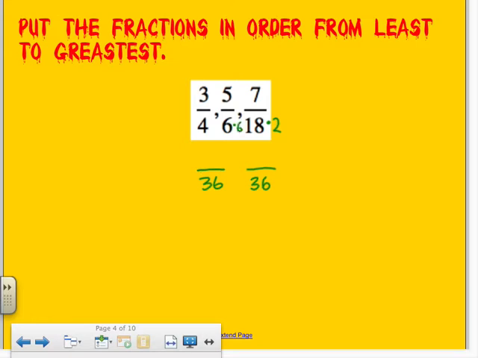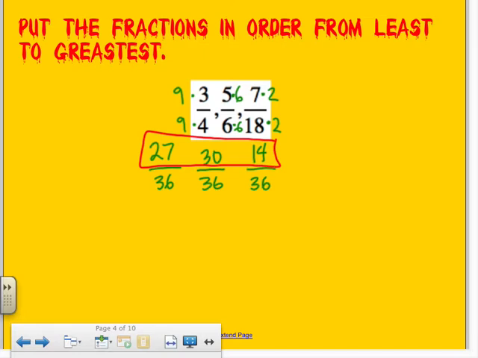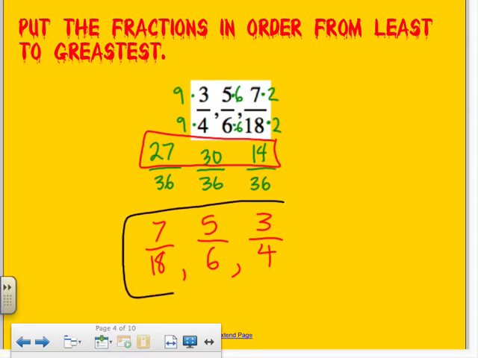6 times 6 is 36, and 4 times 9 is also 36. So then I need to multiply the numerators by the same thing. So this would be times 2, just like the 18, times 6, and times 9. So here are all my equivalent fractions to the one above them. And they all have a common denominator, so now I can just look at the numerators to put them in order. So 14 is my lowest, so that's representing 7/18. 30 is next, which is 5/6. And then 3/4 is the 27, so that's the largest. So here are my fractions in order from least to greatest, thanks to my common denominators.